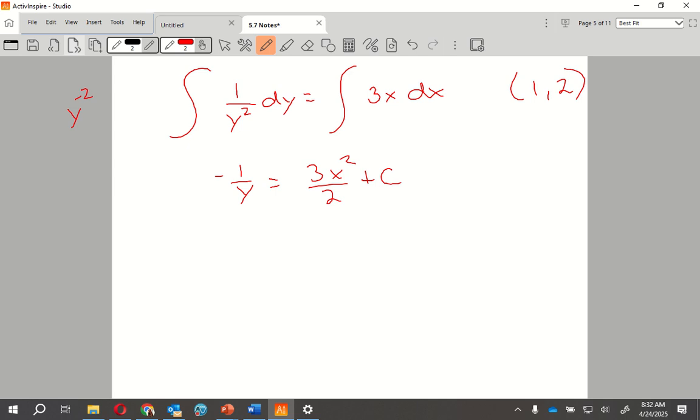So that's why I'm only using one c. All right, so let's go ahead and plug that in. So that's negative 1/2 equals 3 times 1 squared, which is just 3 over 2 plus c. Minus 3/2. So that's negative 4/2 is c, which is a negative 2 equals c.